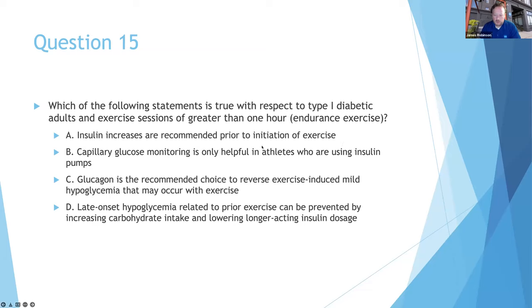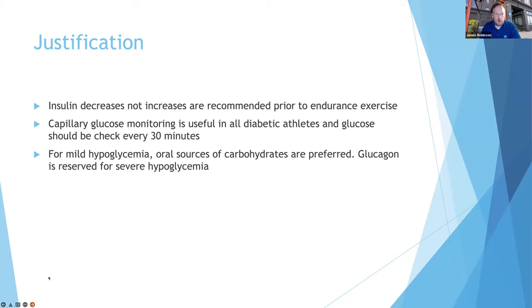So good. The majority of people got this right. The answer is D. Late onset hypoglycemia relative to prior exercise can be prevented by increasing carbohydrates and lowering long-acting insulin. Obviously insulin decreases, not increases, are recommended prior to endurance exercise. Capillary glucose monitoring is useful in all diabetic athletes, and glucose should be checked every 30 minutes of exercise. For mild hypoglycemia, oral sources of carbohydrates are preferred. Glucagon is reserved for severe hypoglycemia. Okay, questions about that?